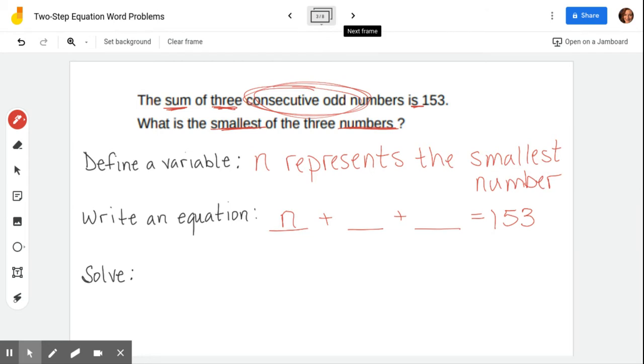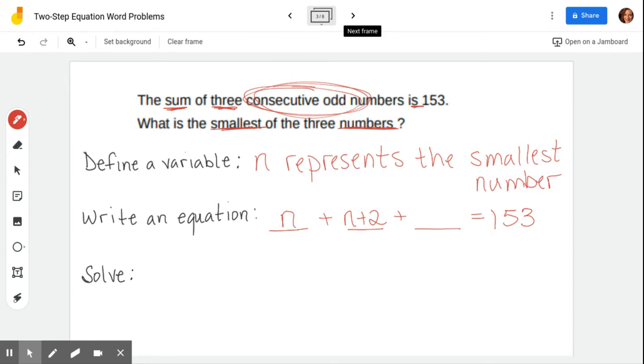So let's just pretend like that first number is 3. My next odd would be 2 bigger than that, right? Or let's say that the smallest number is 15. The next odd would be 17. That's 2 bigger than that. So my next number is that smallest one plus 2 more.